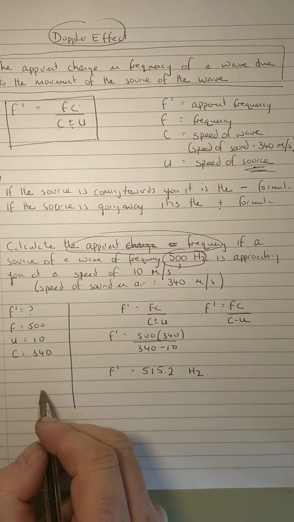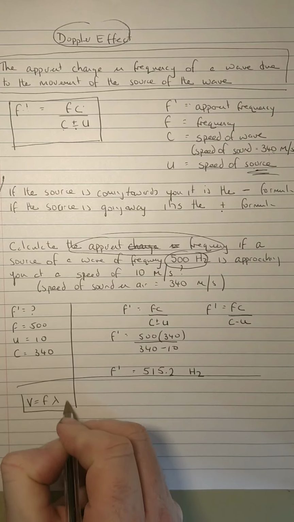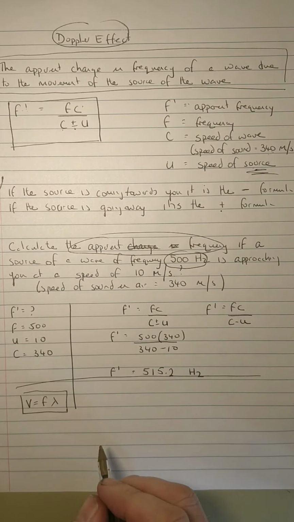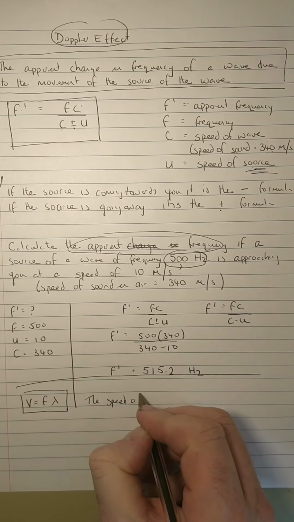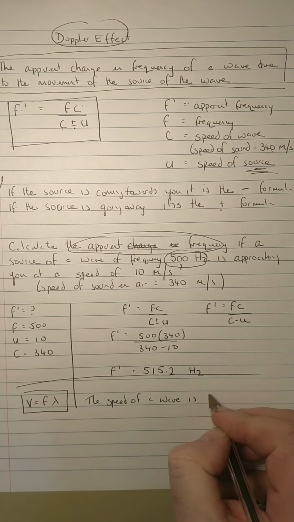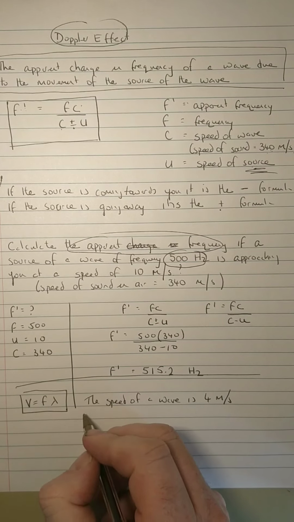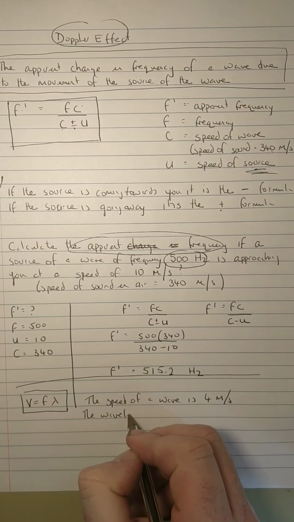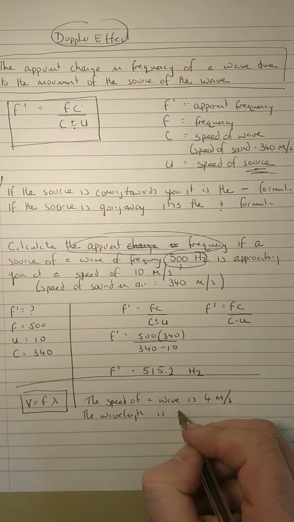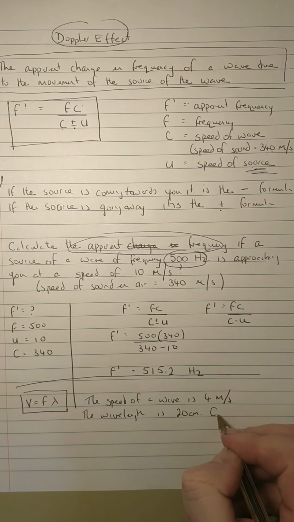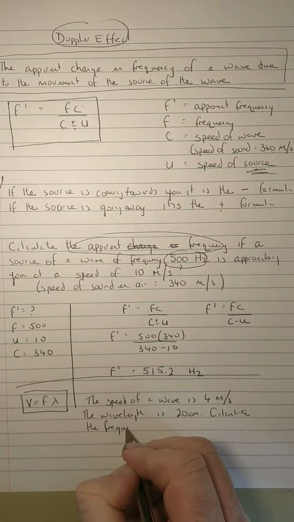As a secondary point, remember the formula that we looked at the last day: V is frequency times wavelength. Let's just do a question on this. It's a very basic question. The speed of a wave is 4 meters per second. The wavelength is, I'll make it interesting here now, 20 centimeters. Calculate the frequency. There's a little bit of extra here now just to watch.